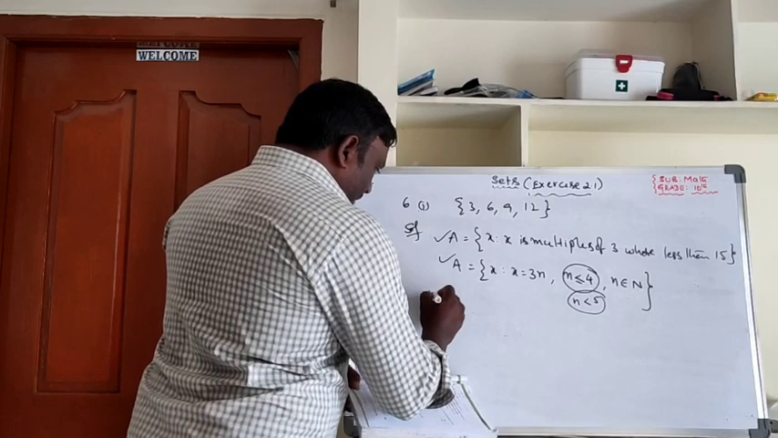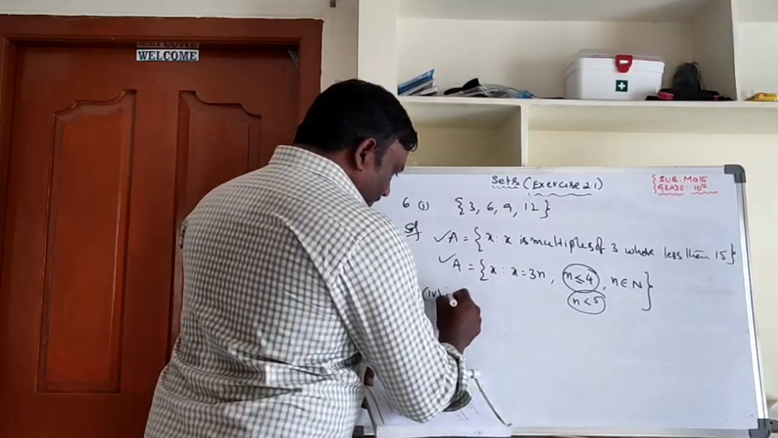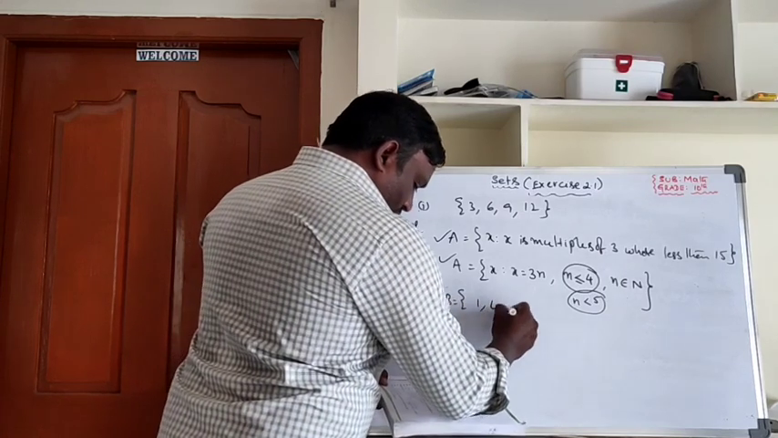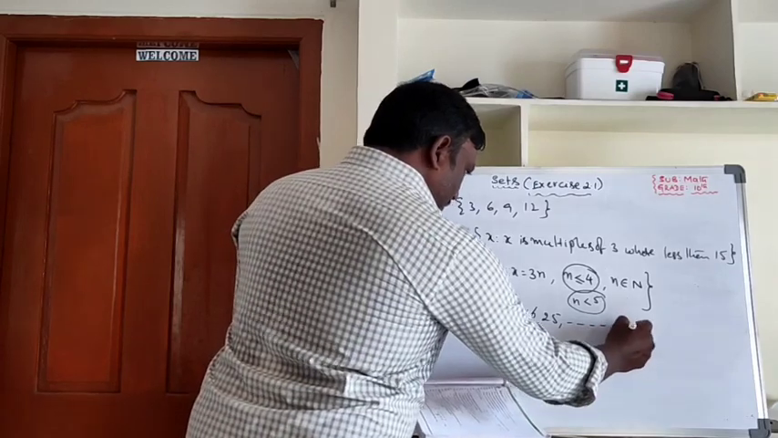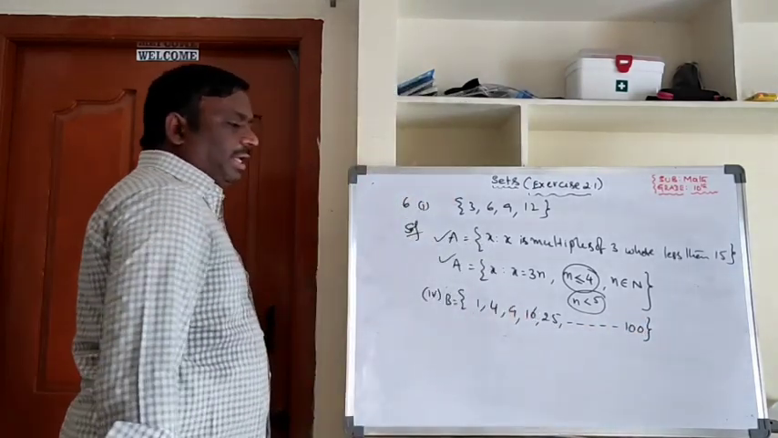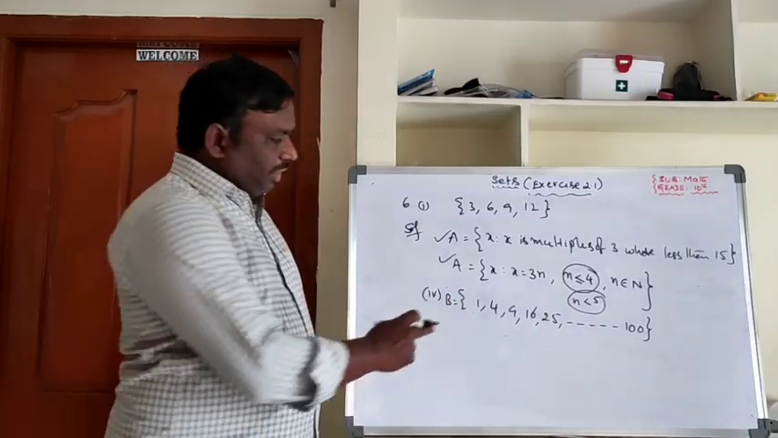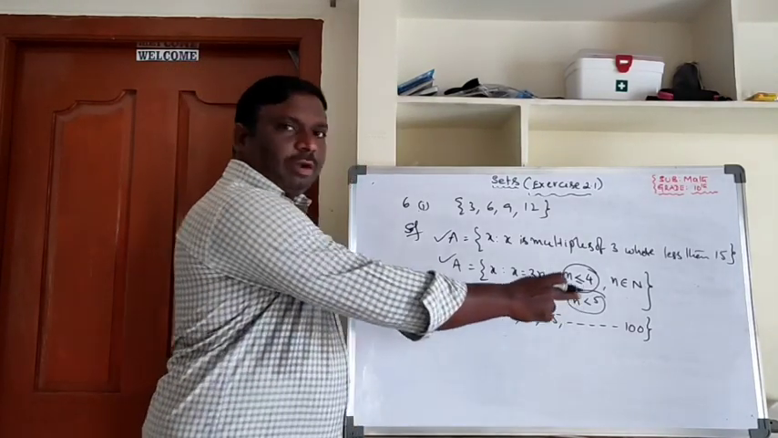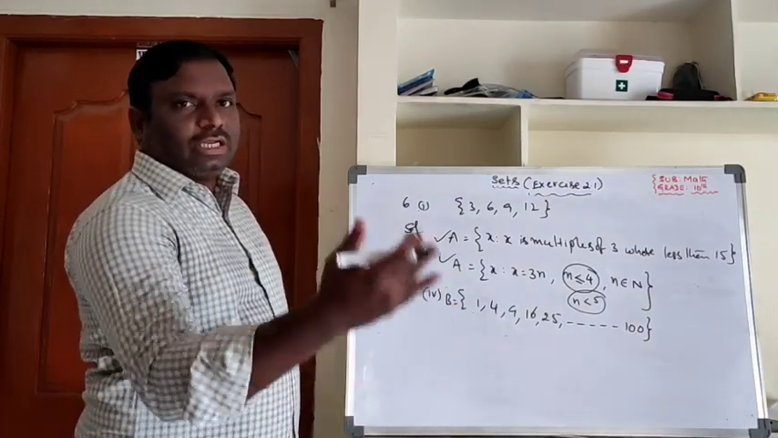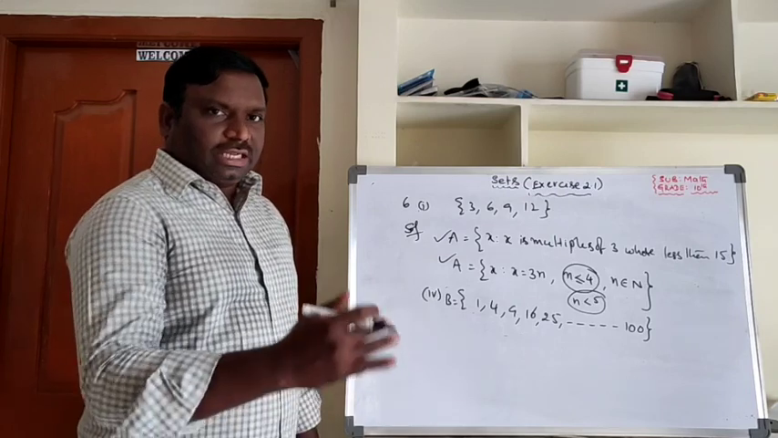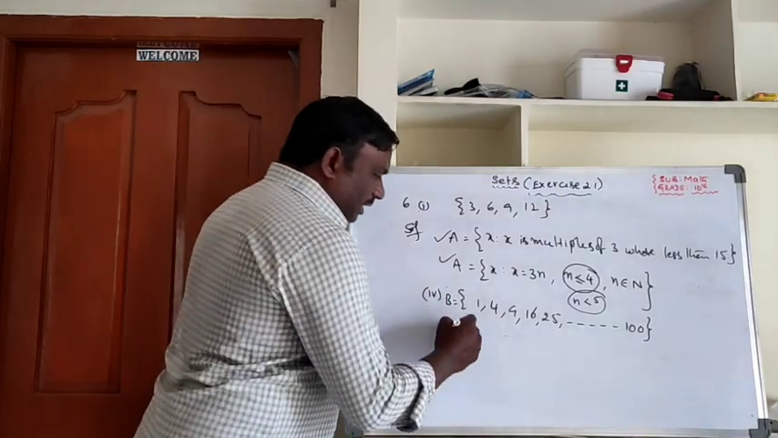One more they gave. Fourth question I will explain. Remaining 2 questions I will give for your homework. I am representing with set B: 1, 4, 9, 16, 25 and so on. You have to identify what rule is applied here. So square of 1, square of 2, 3, 4, 5 up to 10 square. Square of all natural numbers less than or equal to 100.